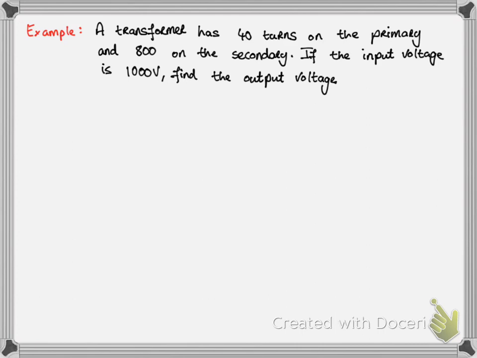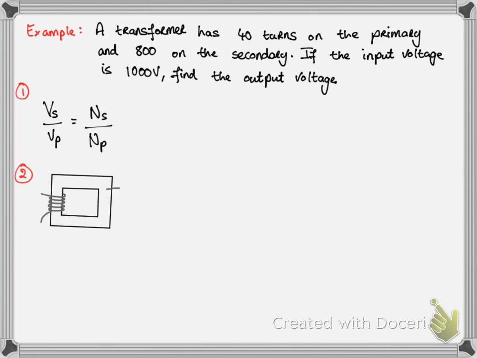Now that you have had a go at answering the question, I'm going to go through exactly how you should answer it. First thing, always write your formula. So Vs divided by Vp equals Ns divided by Np. Second thing you should do, try and figure out what you have and what you don't have. A diagram can be helpful for this. So, Vs, Vp, Ns, Np.